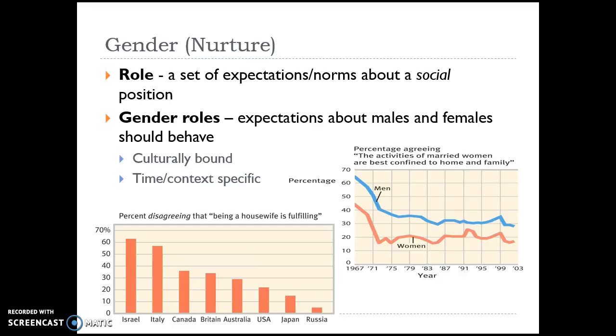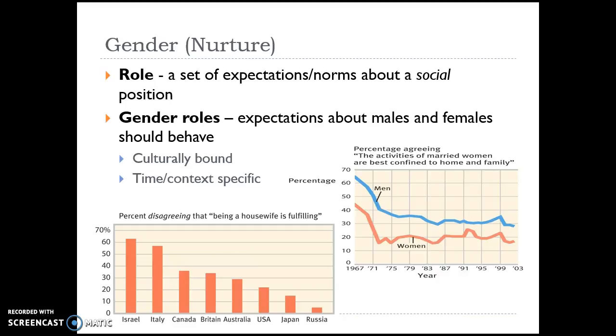And gender roles are culturally bound, so they can change between cultures, and they're also time and context specific. What that means is that they can change over time. They are fluid over time. If we look at the graph on the bottom left, this is the percent of the female population in these countries disagreeing with the statement that being a housewife is fulfilling. So you can see that people in these different countries and different cultures had different ideas about the gender role of a wife or a woman.